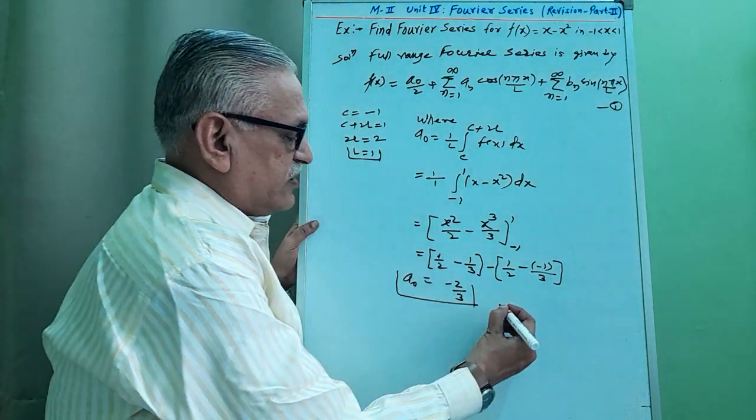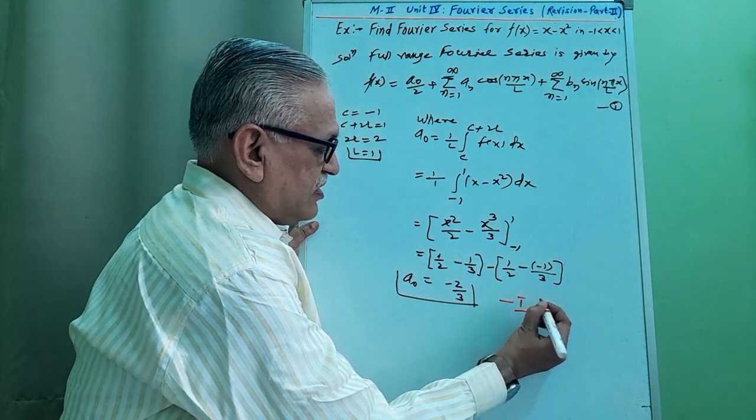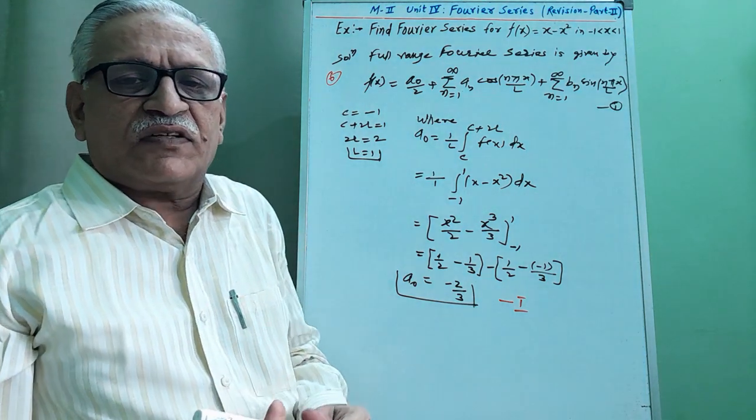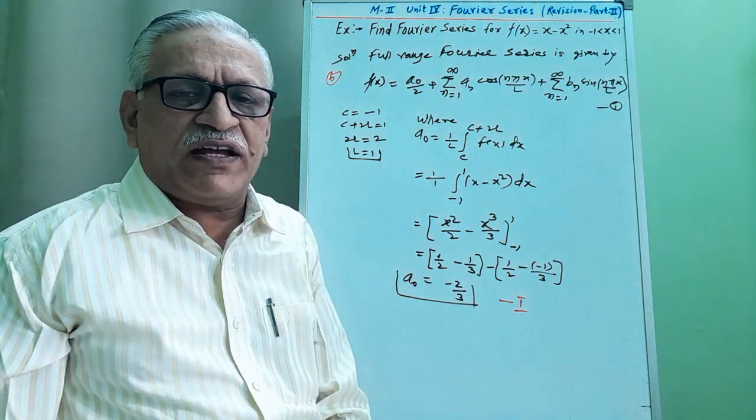For getting A0 correct, you will get 1 mark. If the problem is asked for 6 marks, then we require to find an.